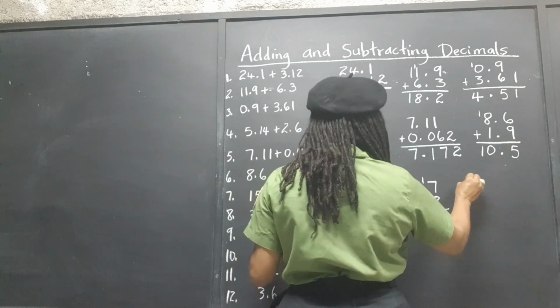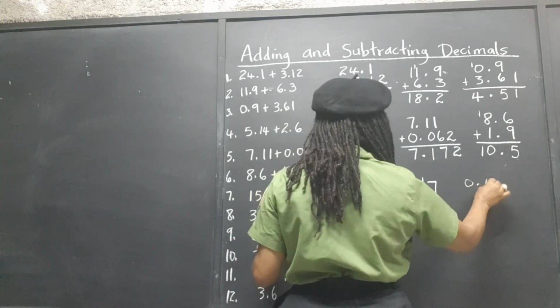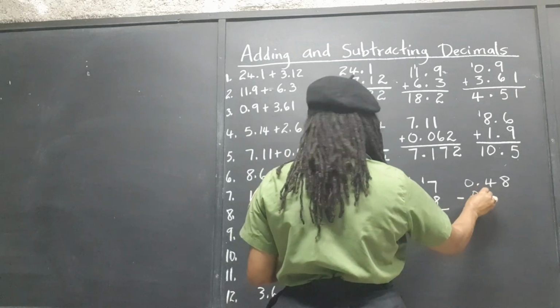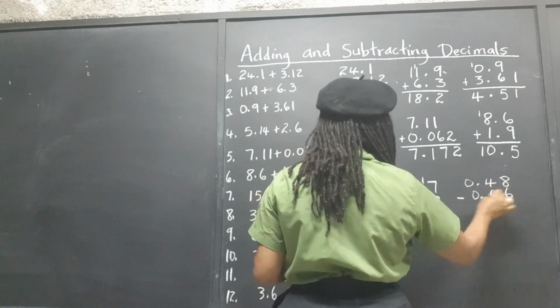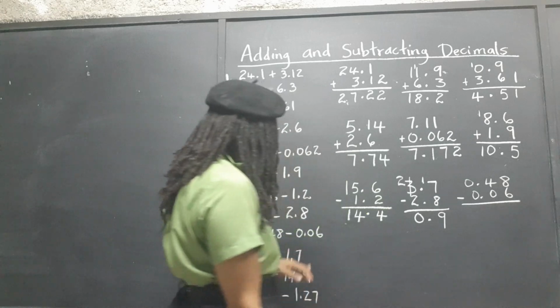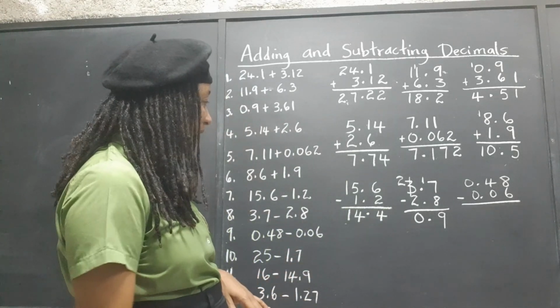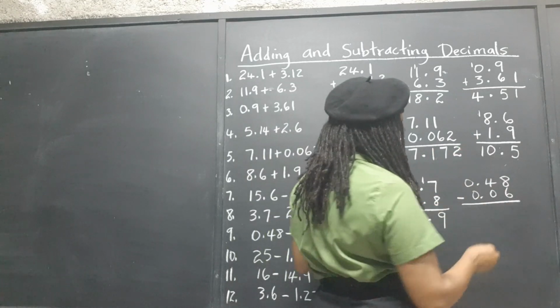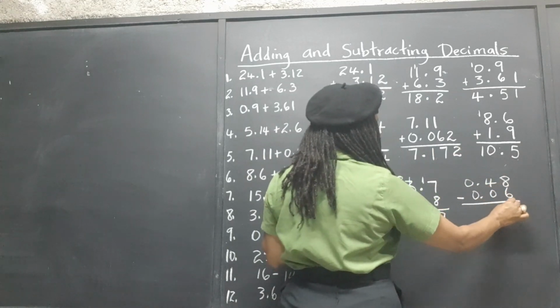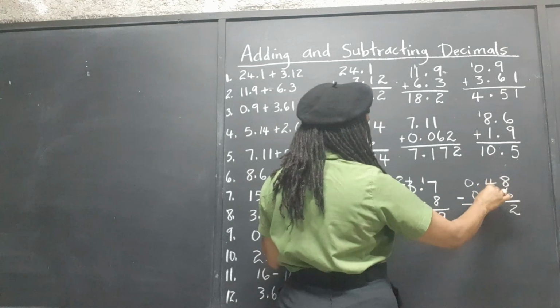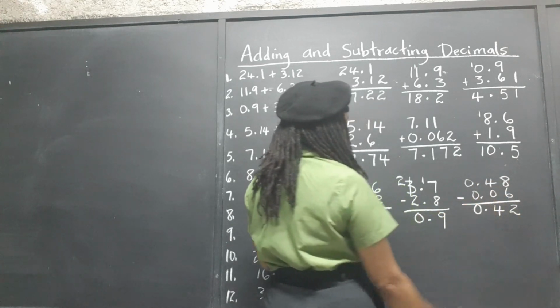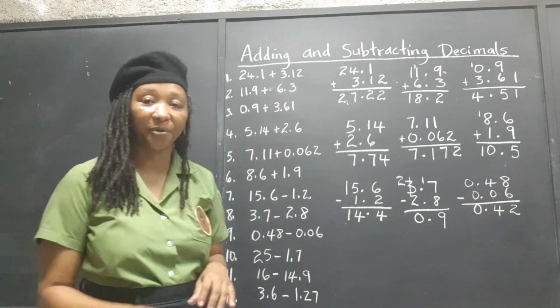0.48 subtract 0.06. Alright, so it's all lined up, decimal points lined up, 10th place, 100th place. 8 take away 6 is 2, 4 take away 0 is 4, and we just put the 0 there, 0.42.